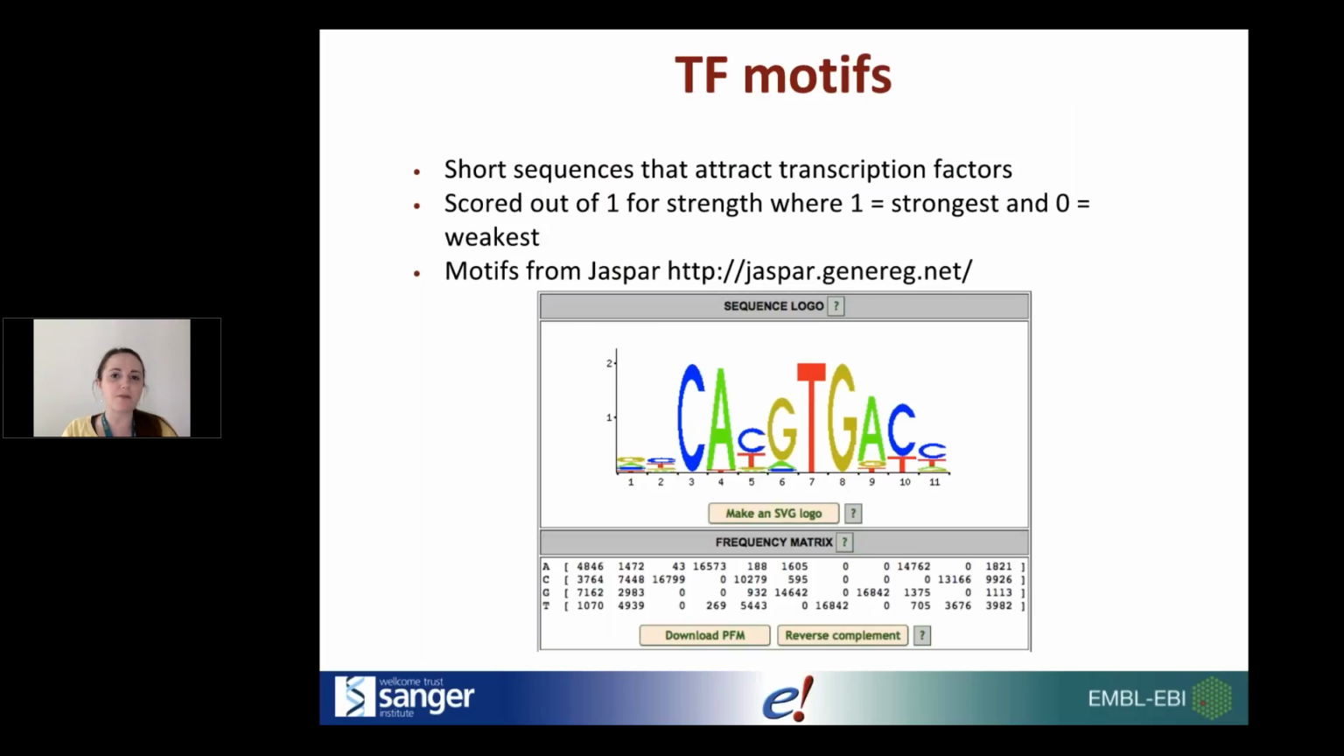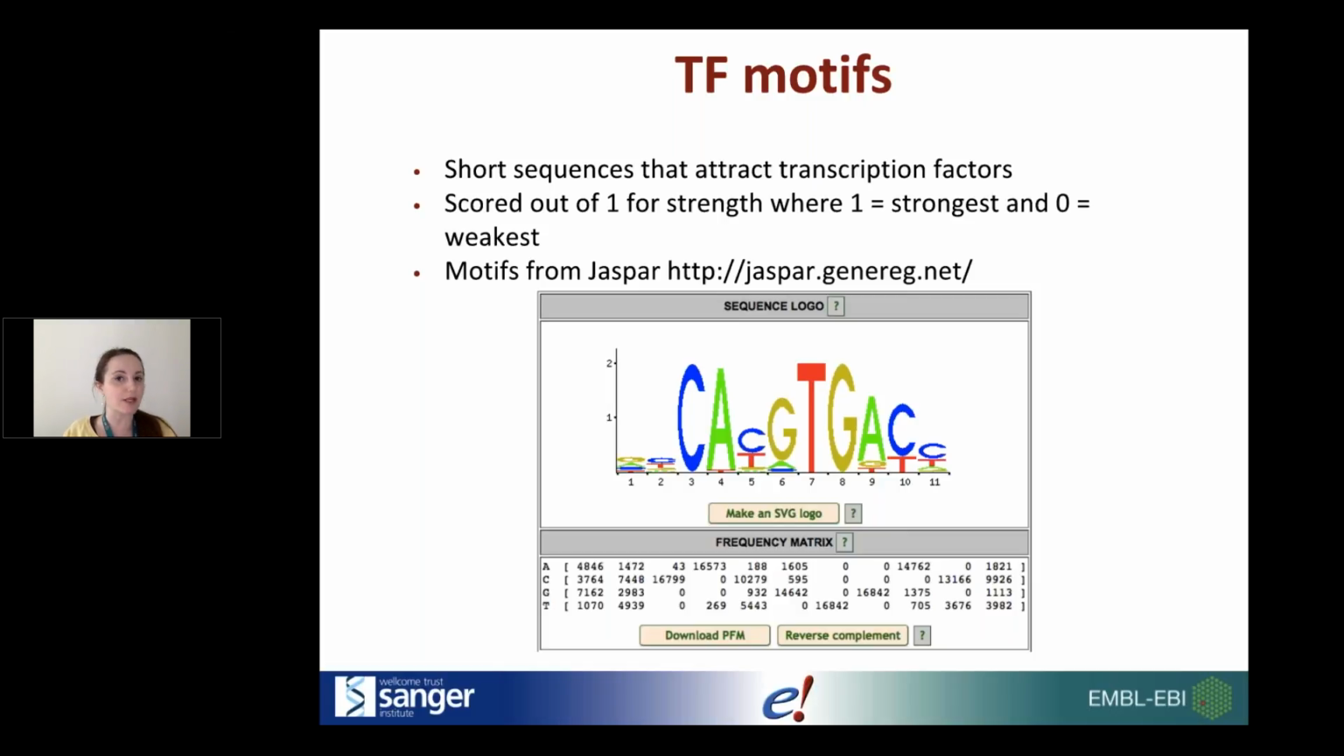Now, transcription factors like to bind to particular sequences, which are known as transcription factor motifs. So these are short sequences that attract transcription factors, and they're scored out of 1 for strength. So a score of 1 is a really strong transcription factor. A score of 0 is a really weak transcription factor binding motif.